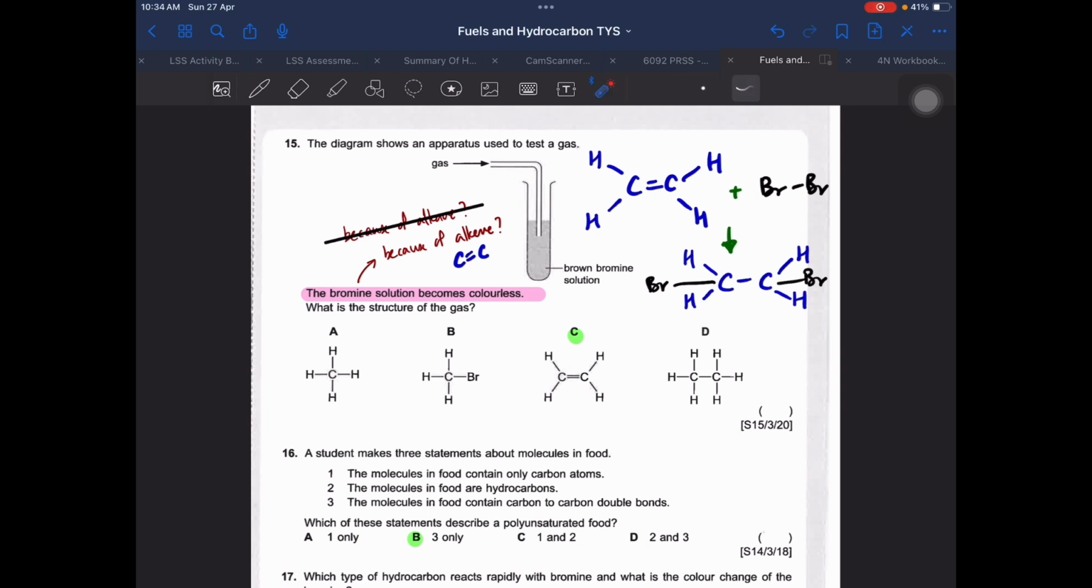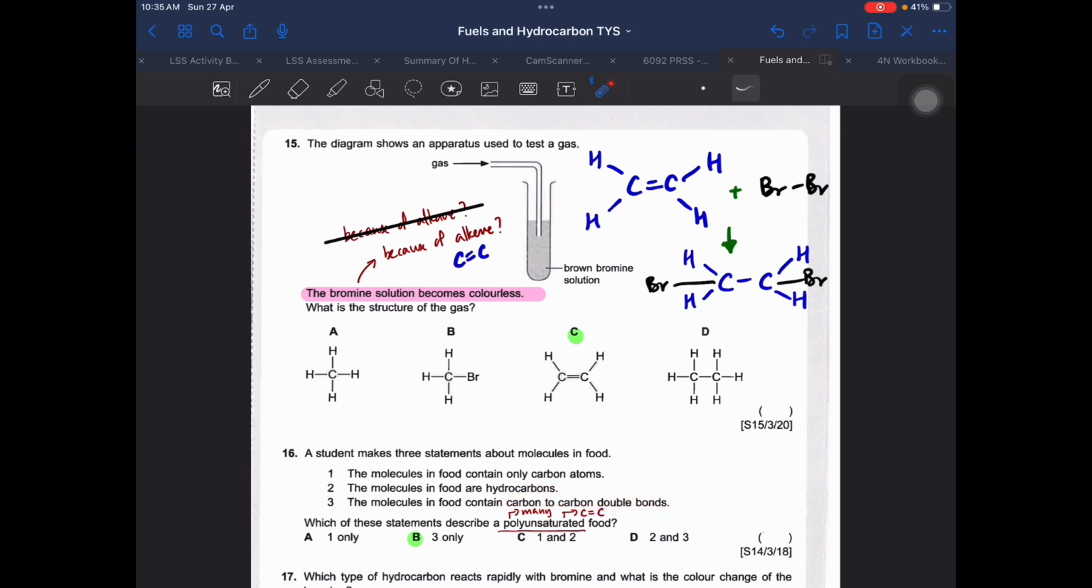Okay, question 16. A student makes 3 statements about molecules in food. Now, food will contain this thing called fats. Most of the food will contain fats. If you read this question, there's this thing called polyunsaturated. Now, polyunsaturated, what does it mean? Poly means there must be many, and unsaturated means there must be C=C double bonds. So to answer this question, polyunsaturated will mean that there are carbon-to-carbon double bonds in the food.